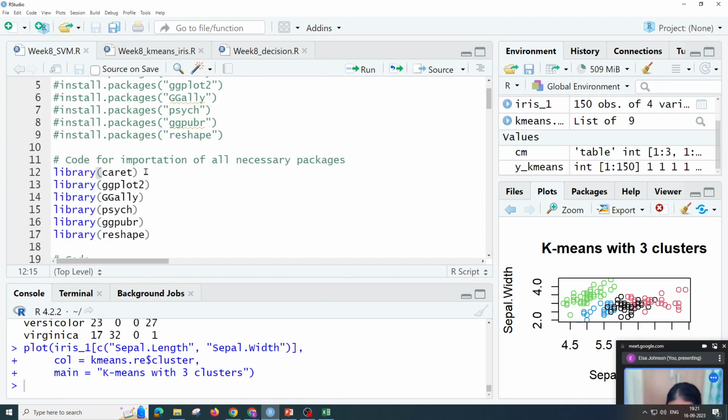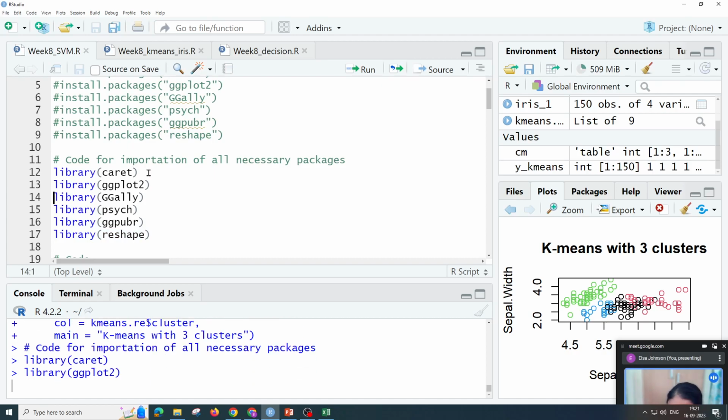So for the necessary plots I'll be importing caret, ggplot, ggally and ggpubr. These are all plotting packages. Then caret you have already seen, right? Caret is used for classification. It's known as the classification and regression training package. This one, psych, usually provides various physiological data analysis tools. Then reshape you have already seen. So all these packages I'll be loading.